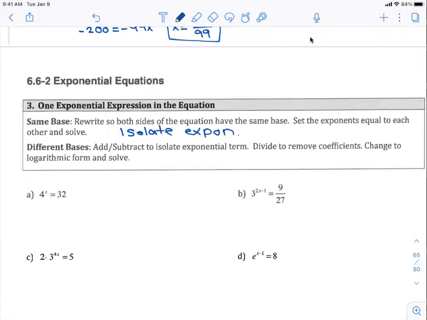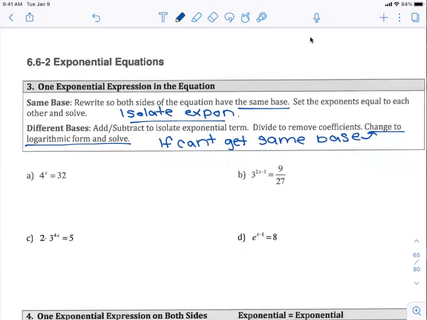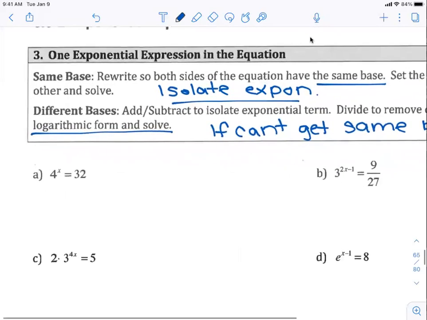And if you can't, try to get the same base. If you can't get the same base, then you're going to change to log form and solve. Okay, so we're still going to be isolating, except instead of a log, you're isolating a base. And then if you can't get the same base, then you're going to change to log form and solve. So whenever you're stuck, change forms.